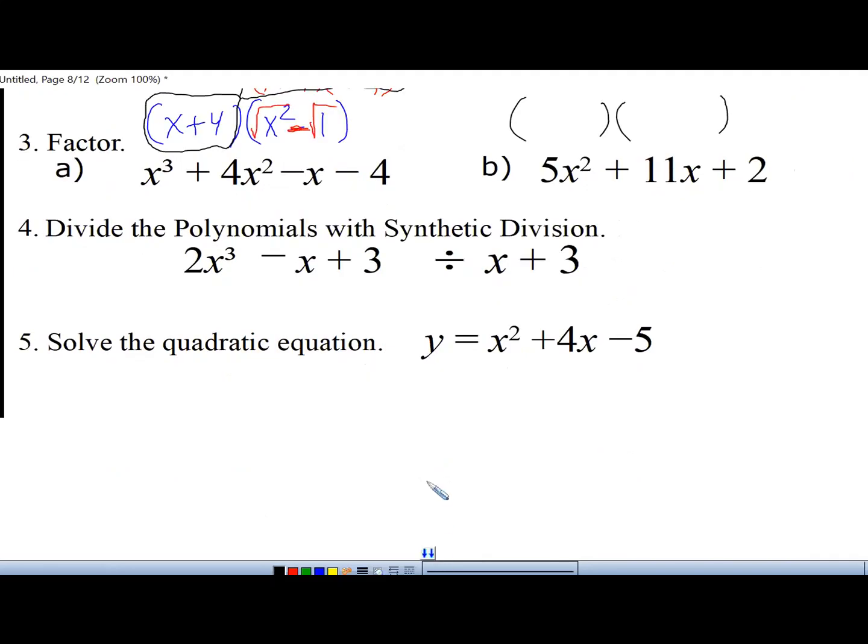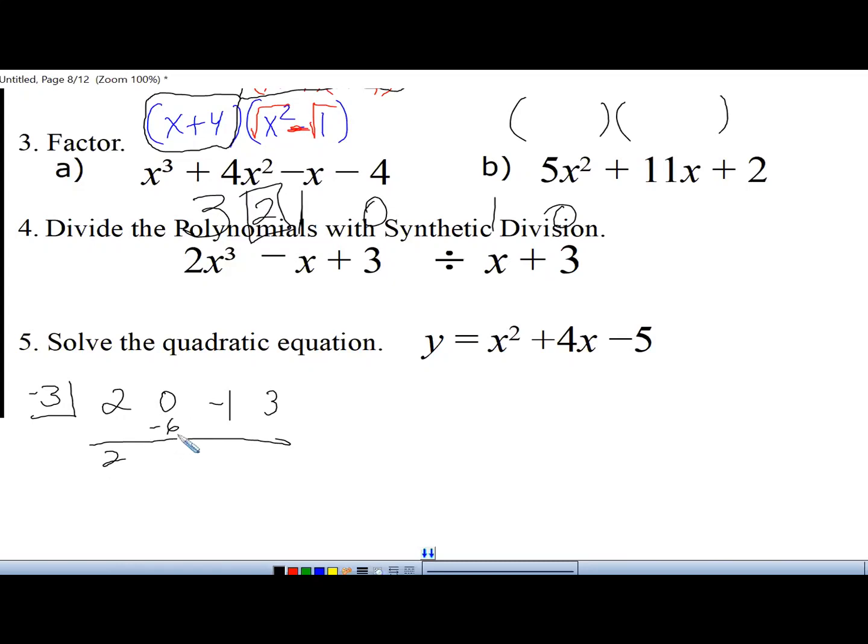Number 4 says divide the polynomial in synthetic division. I'm going to go over that just for the sake of time. This is to the 3rd degree. This is to the 1st degree. 0 degree. Which degree is missing? The 2nd degree. Okay. 1st degree, 0 degree. All right. So to start my synthetic division, I start with this, which is -3. My coefficient for the first power is 2. My coefficient for the second power is 0 because there's nothing there. My coefficient for the first power is -1, and my constant is 3.